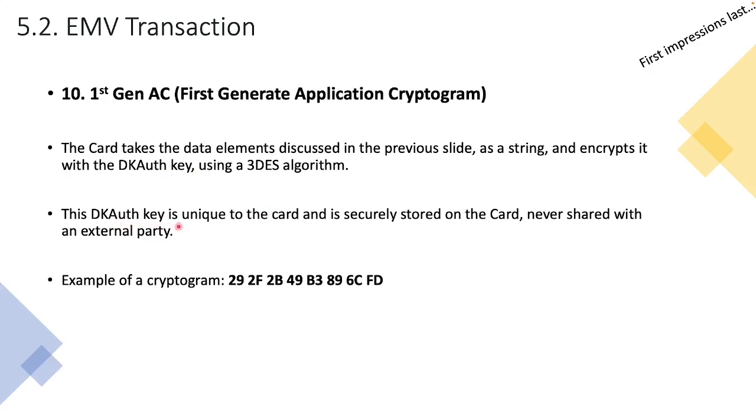As I've just said, the DK auth key is unique to the card, and it's securely stored on the card. Right? It's stored within a secure element on the card, and nothing has access to the secure element. These keys can never be retrieved. There's no programmatic call that can be made to ever retrieve these keys. They are stored on the card, and they are never accessible to any party other than the chip itself, the card itself. Right. So the example of what a cryptogram could look like is here. I mean, it doesn't mean anything if you look at it. It's just an encrypted string of data.